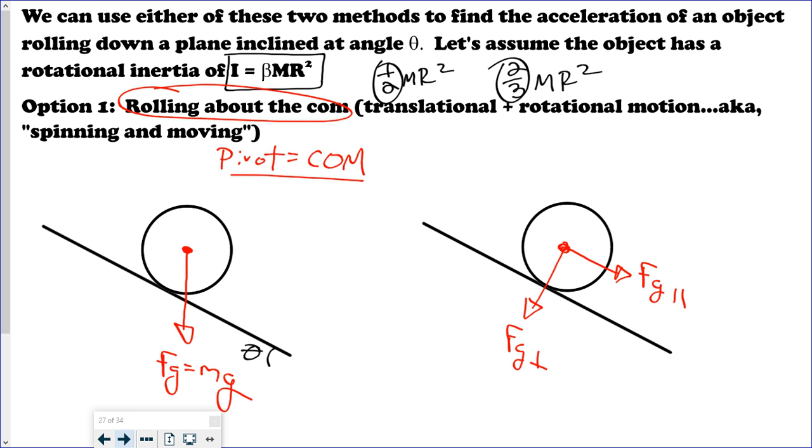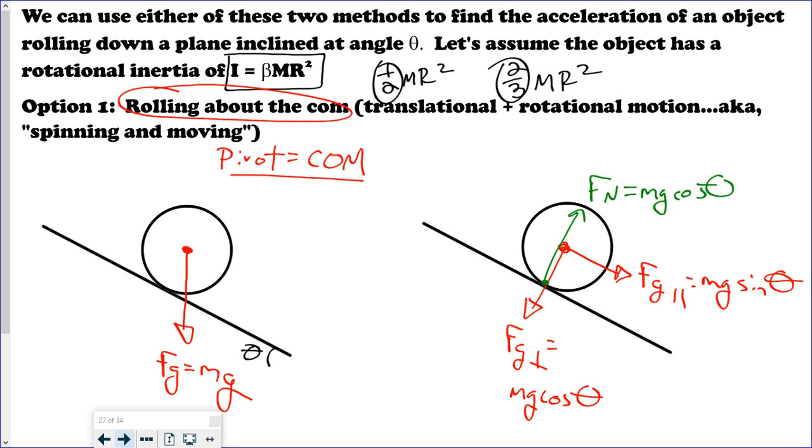Cool? And so we can find those. So this one's going to be, what? mg times the cosine of theta. And this one's going to be mg times the sine of theta, all right? Okay, cool. So what other forces are there? Well, there's a normal force. Our normal force occurs at the point of contact, and we know it's got to cancel out our FG perpendicular. So here's our normal force. So that's going to also be mg cosine theta. I don't know if we need to put it over here on this other drawing or not, but I'll do it just for the sake of completion.